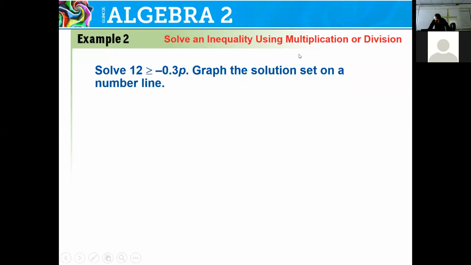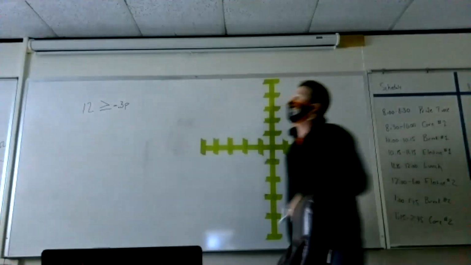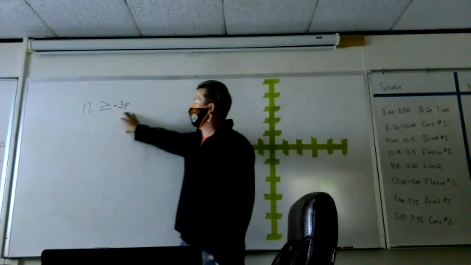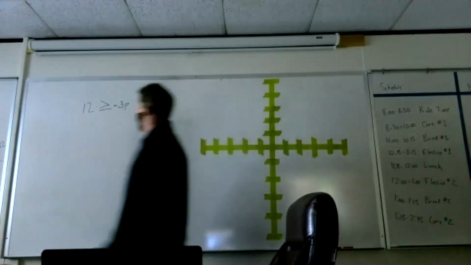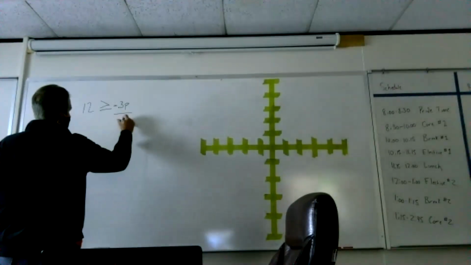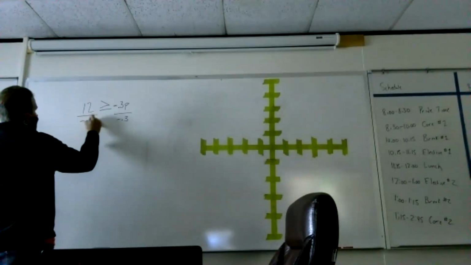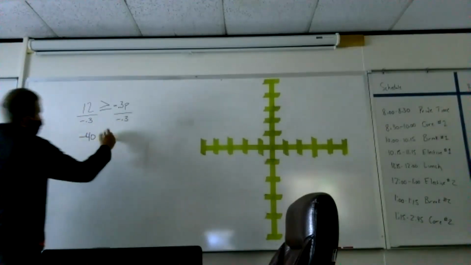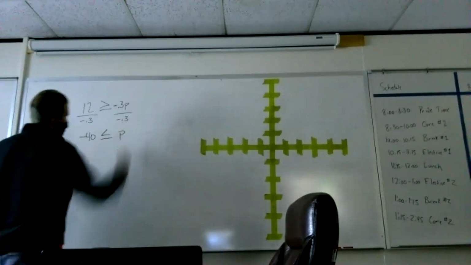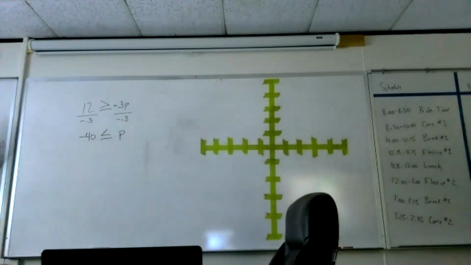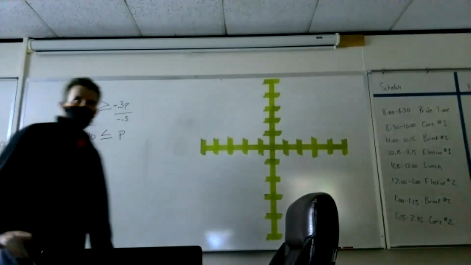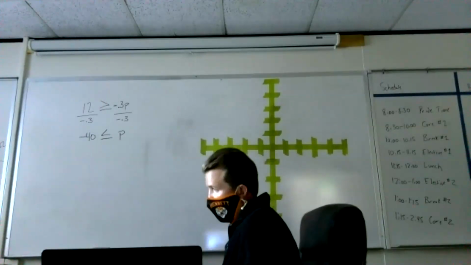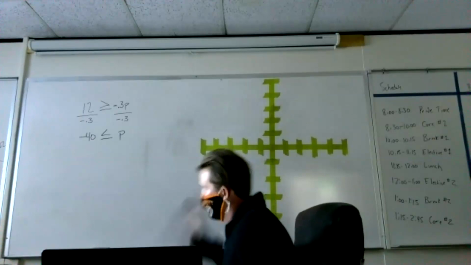Okay, this one's pretty simple because it's just a one step. In order to isolate my variable, all I need to do is divide by negative 0.3 on both sides, and I will have my answer. So I divide by a negative 0.3 on both sides. That turns this into a negative 40. Since I divided by a negative number, I have to flip my inequality sign. So my solution to my inequality is negative 40 is less than or equal to p. The key thing is always remember to flip your inequality sign.